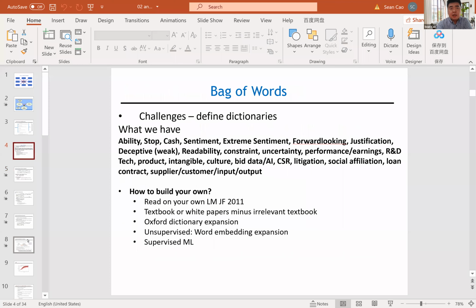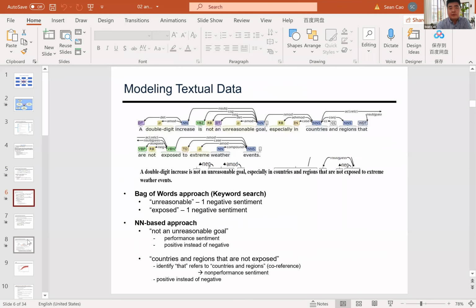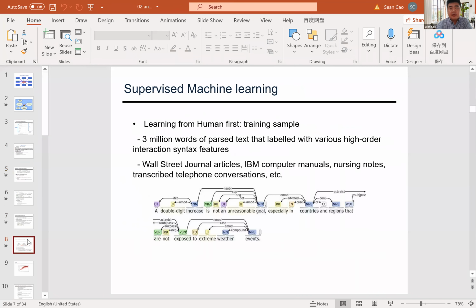You can see if you use keyword search, something is wrong. You get the sentiment wrong. If you use machine learning, you not only get the single meaning of the keywords, you also get the relation between the keywords and then the syntax and the context. So in the example I gave you last time, when you use keyword search, the calculation would be wrong. When you use machine learning, you get the actual meaning of the sentence. Those are the two examples I gave last time.